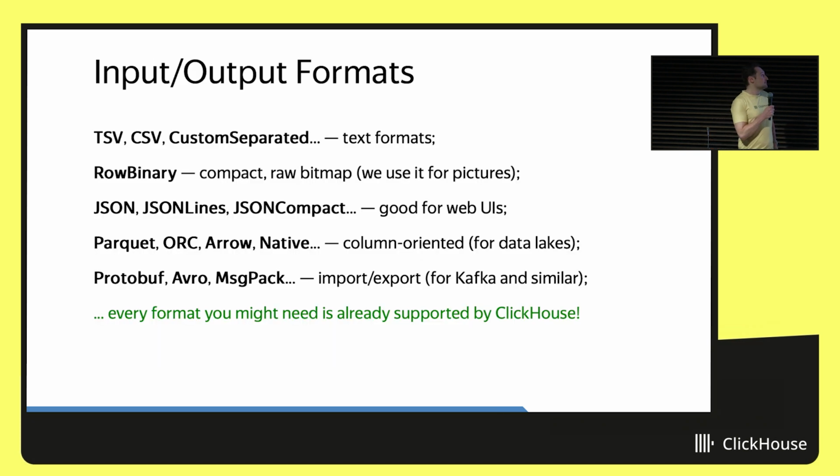ClickHouse has support for almost every data format you can imagine. Text formats, TSV, CSV, structured, semi-structured, JSON, binary formats, raw binary, Parquet, ORC, Arrow, native, Avro, Protobuf, message pack. Do you know any format that ClickHouse doesn't support today? No? Okay, we have everything. What? Excel. Ah. You know, actually, you can ask Excel to save in CSV. And problem solved.